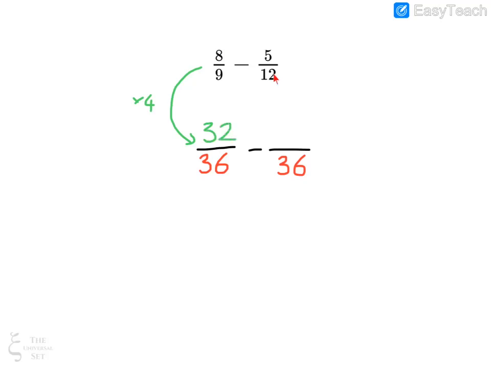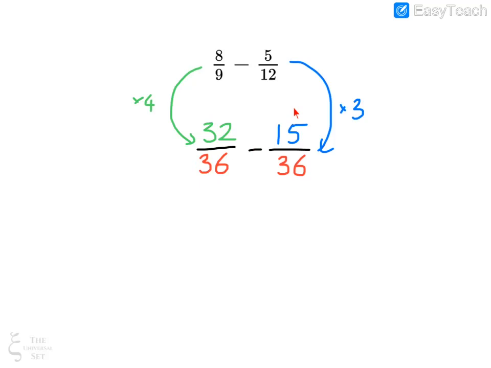On the bottom, I've got 12. What have I multiplied that by? To change it into a 36, I had to multiply it by 3. So we're going to do the same on the top. This top number, 5, is going to get multiplied by 3 as well. We've got 15.